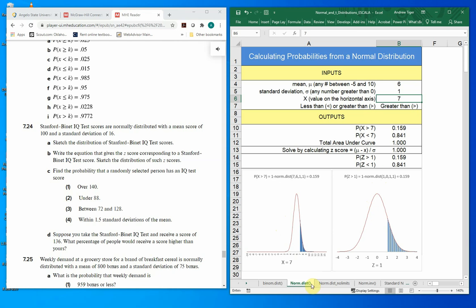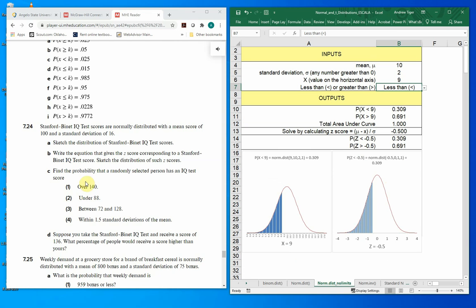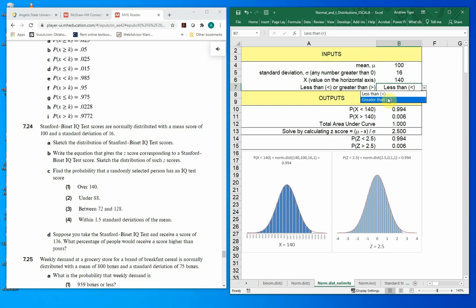So let's solve a problem, and I'm going to go to another worksheet, and let's just do 24, which is an IQ test, and let's assume that our scores are normally distributed with a mean of 100 and a standard deviation of 16. So they would put 100 here and 16, the mean and the standard deviation. And let's solve for C1. Let's find the probability that a randomly selected person has an IQ score over 140. So the value on the x-axis is 140, and I want to find over 140, so this is going to be greater than.